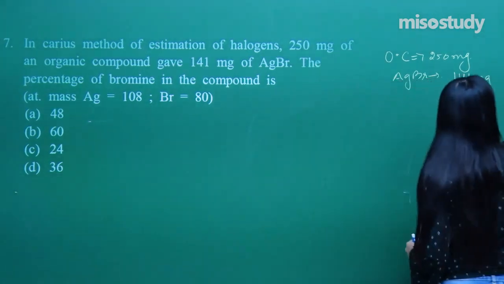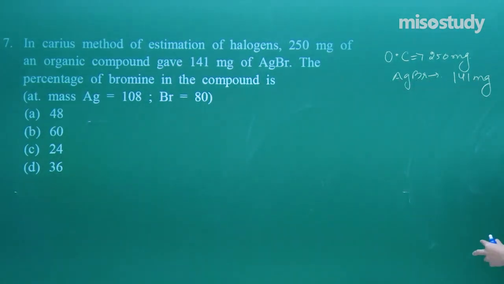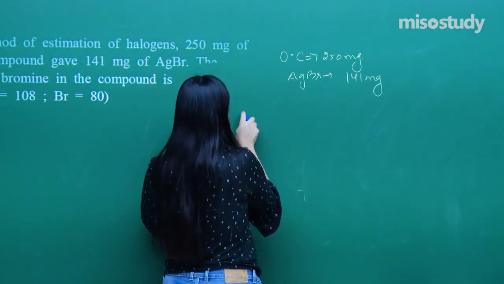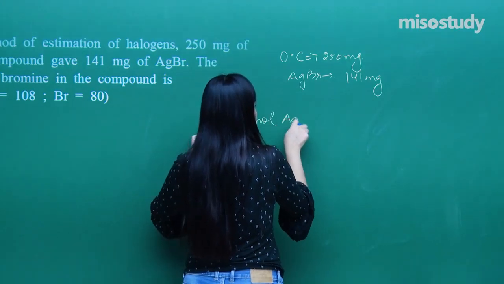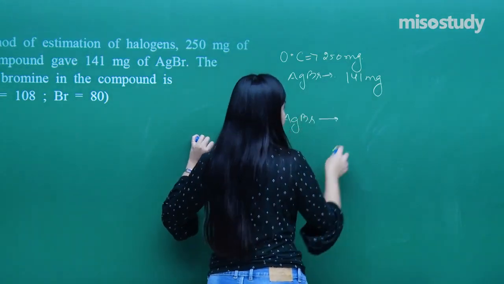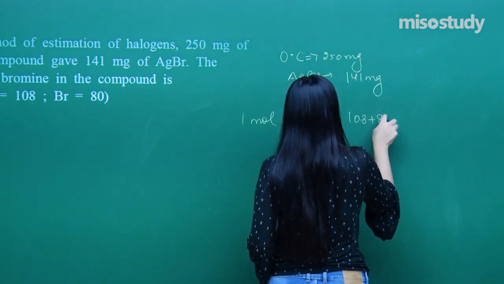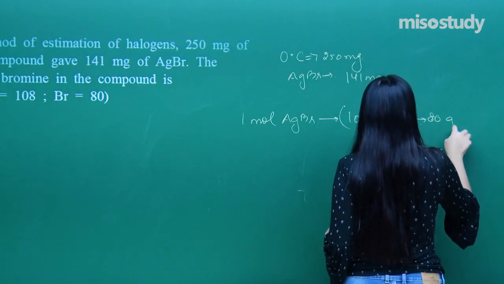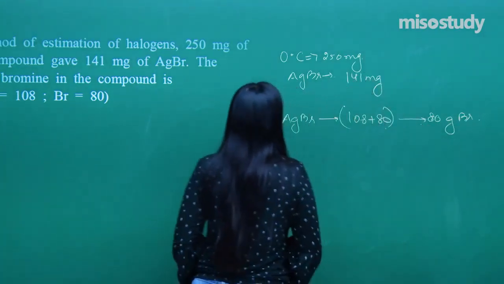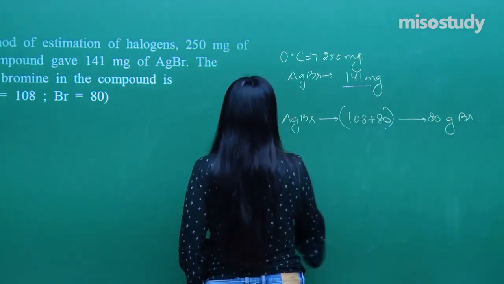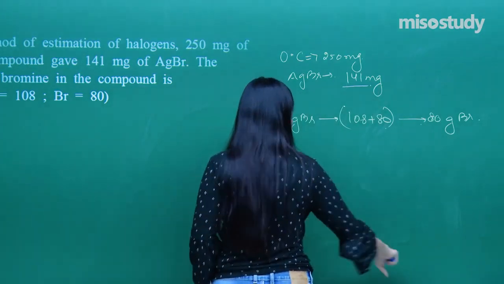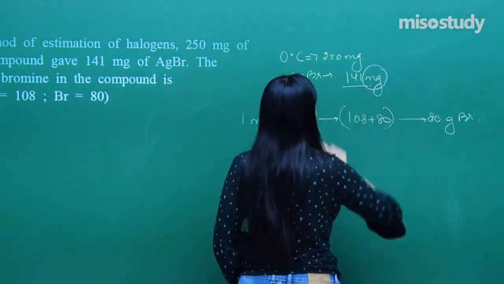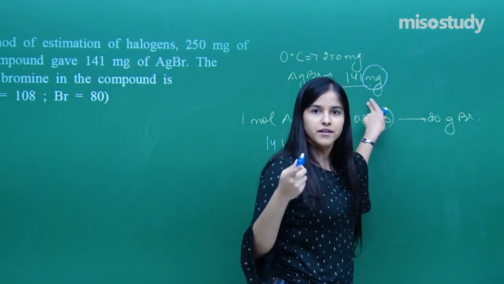The percentage of bromine in the compound, you need to find out. So, how do I find it out? It's quite a simple one. That means if I talk about 1 mole of AgBr, the molar mass will be 108 plus 80, that will correspond to 80 grams of bromine, right? So this much amount, that means 141 will correspond to, and here if you look very carefully, it's given in milligrams. You need to first convert it into grams.